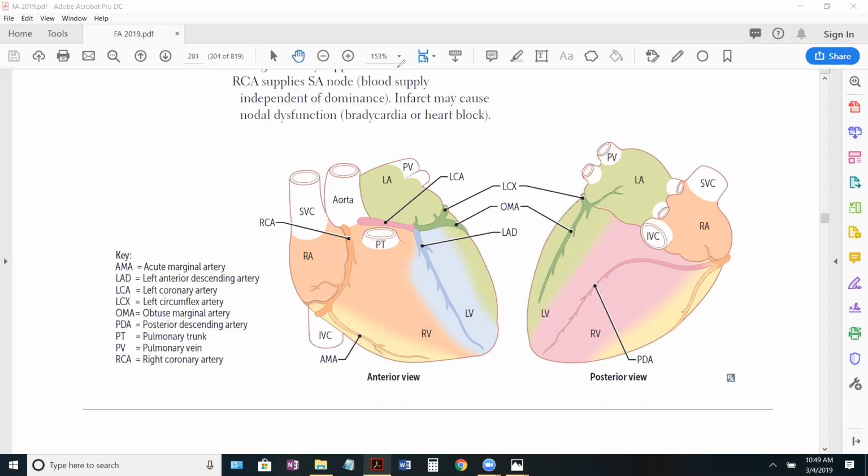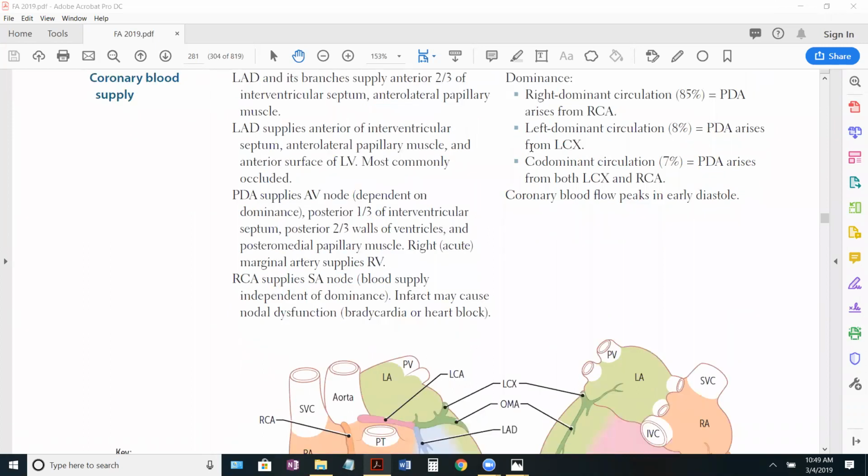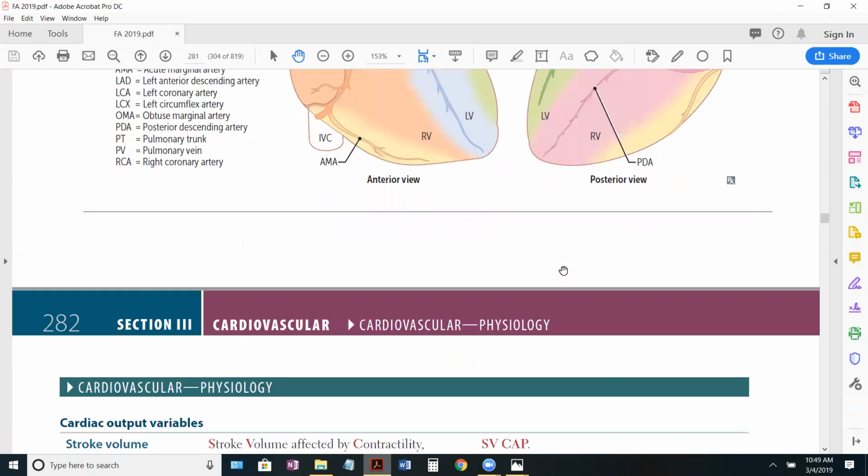The answer is tricky, and it relates to the very basic principles of resistance and blood flow. We will see the equation today. So this is the coronary blood flow. It peaks in the early diastole. Any confusion till here? Very high yield topics.